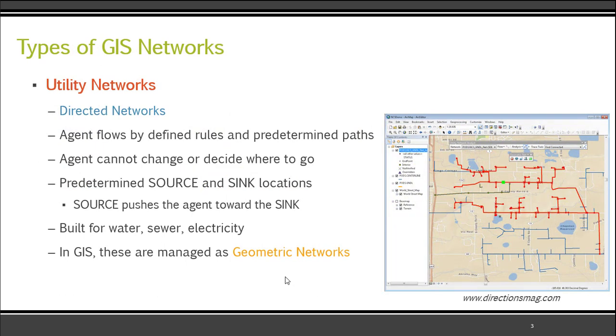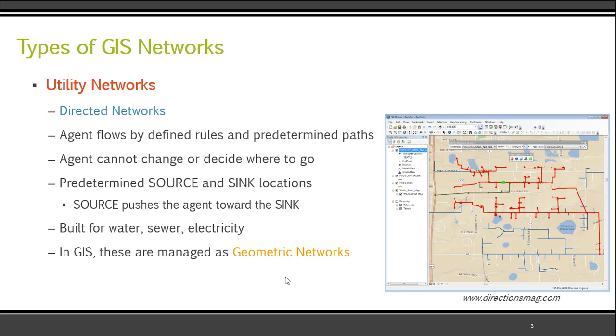So we have two primary types of GIS networks. The first is a utility network, or what's also called a directed network, also termed a geometric network. This is where an agent, primarily water or some other type of utility, can also be electricity, flows by defined rules and predetermined paths, meaning that the agent doesn't get to decide where it goes on the paths. The path is set up to move the agent in specific directions at specific times.